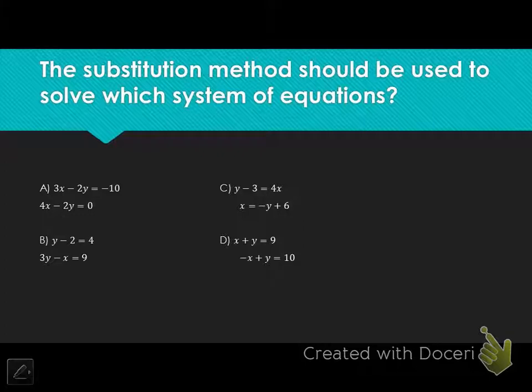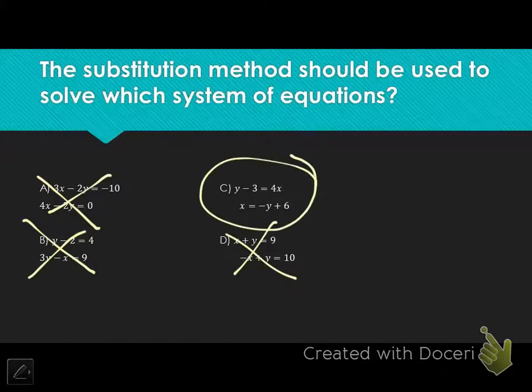Okay, the substitution method should be used to solve which system of equations? Substitution, we have to have either x by itself or y by itself on one side of the equal sign, because then we can replace it. We can substitute it in for another equation. And you can also check to see, well, a lot of these look similar. My x is on top of my x's, y is on top of my y's. So this one is the only one that has x by itself. So that's the one that I would pick.